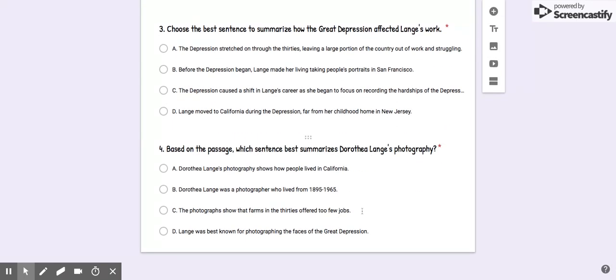All right, number 4. Based on the passage, which sentence best summarizes Dorothea Lange's photography? A, Dorothea Lange's photography shows how people lived in California. B, Dorothea Lange was a photographer who lived from 1895 to 1965. C, the photographs show that farms in the 30s offered too few jobs. Or D, Lange was best known for photographing the faces of the Great Depression. Again, make sure that you think back to what this whole entire passage is about. Okay, what are the big takeaways? What is it teaching you about?